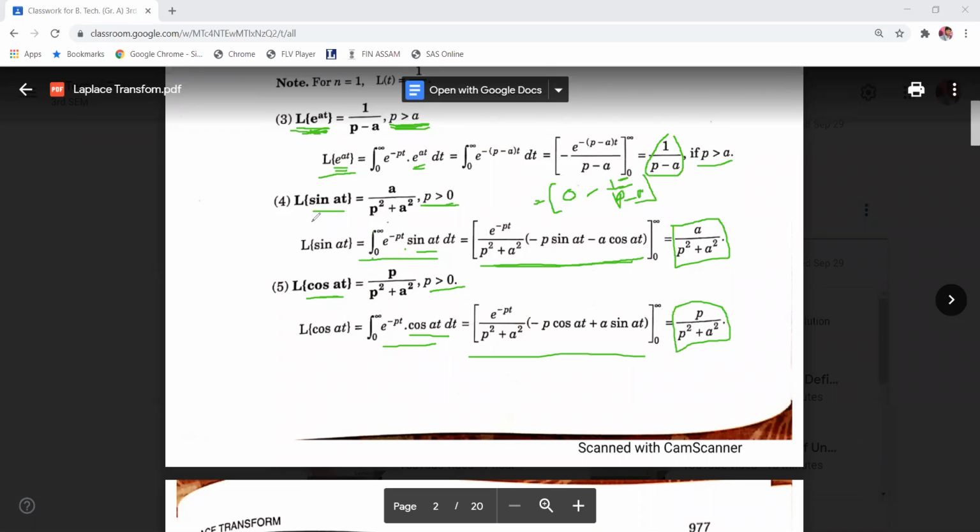So as a formula, you need to remember all this, because we are going to use it directly while finding the Laplace transform of different problems or different functions.